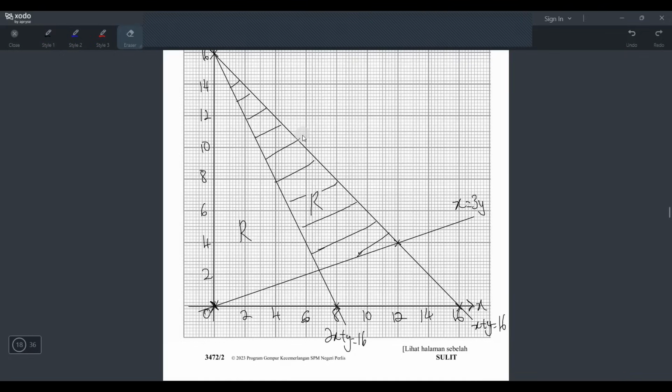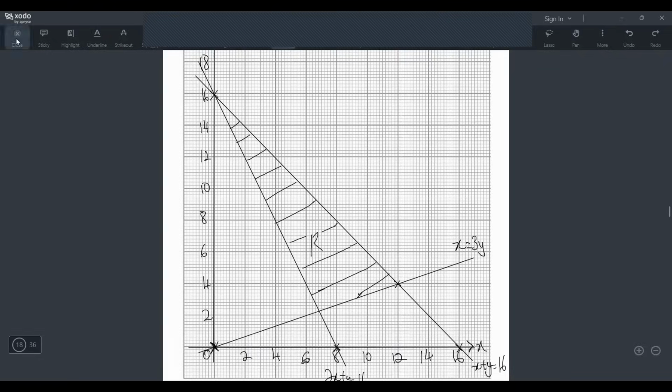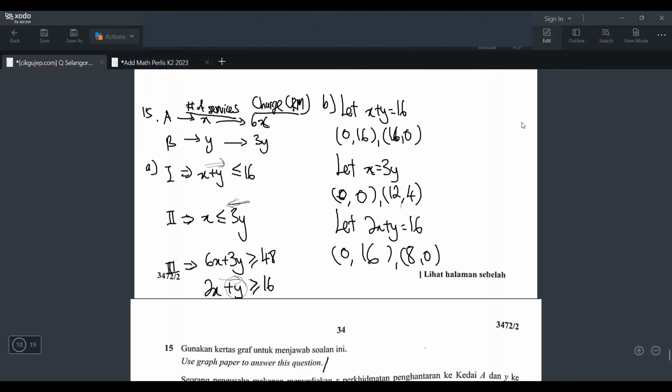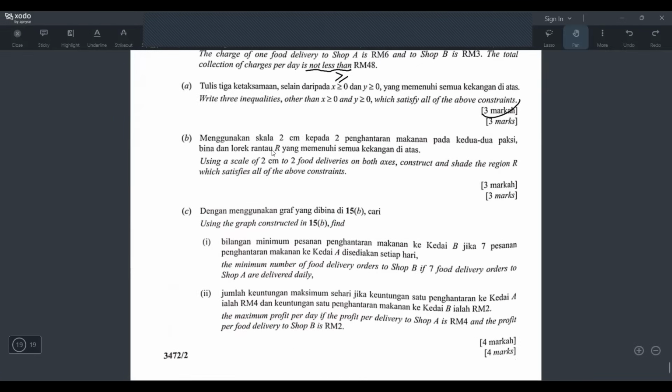Don't do it like me. You see, I loaded it until outside already. Try to load it nicely. Okay, done already. This is your, and this one don't forget to erase. Okay, now we can continue to the next part because I finished part A, part B already.